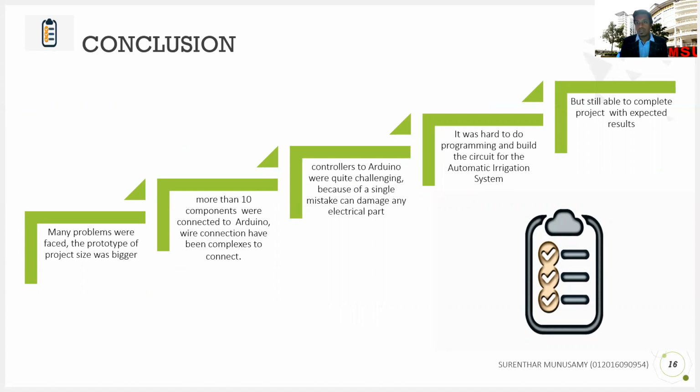So in conclusion, during this project many problems were faced because the project size is larger scale compared to the replica, and setting up the gutters was very difficult. Like I said, more than 10 components were connected to the Arduino, the wire connection was complex and very hard to connect, and controlling the Arduino was quite challenging because a single mistake can damage the electrical parts. Doing the programming was also very hard, writing the Arduino code to build the irrigation system. It was kind of hard, but we were still able to complete the project with the expected results.